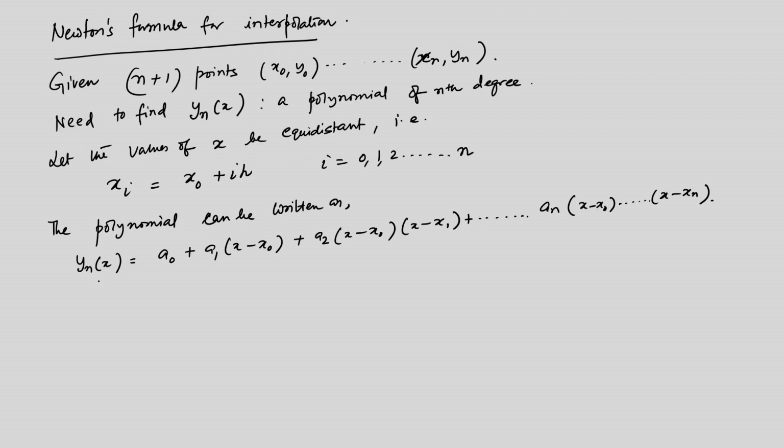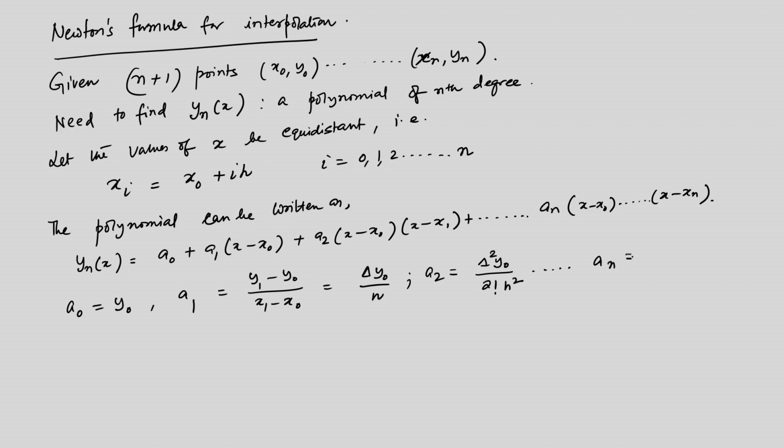Since this y_n of x should agree at the tabulated points, we have a_0 equal to y_0, a_1 is just the slope, which is (y_1 minus y_0) by (x_1 minus x_0), equal to delta y_0 by h. a_2 equals delta square y_0 by 2 factorial h square and so on, and a_n is delta to the power n y_0 divided by n factorial into h to the power n.